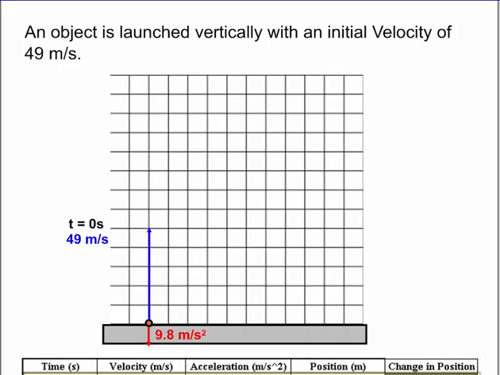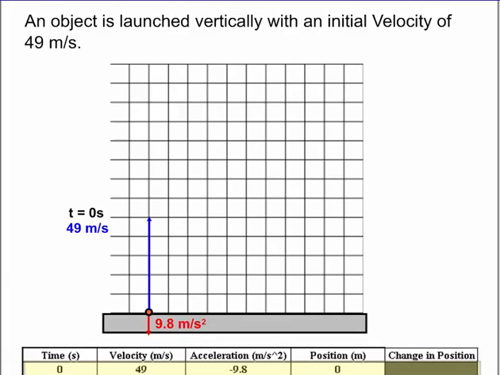Alright, to clarify things, here I have an object. It's going to be launched vertically with an initial velocity of 49 meters a second. So it's taking this ball here, launched at 49 meters a second at time equals 0. Right when it leaves my hand at time equals 0, the acceleration immediately is going to be 9.8 meters per second squared. I've set this up as a table with my time, my velocity, my acceleration, and my position. And this is going to represent the change in position from different time intervals. So this is what we have initially.